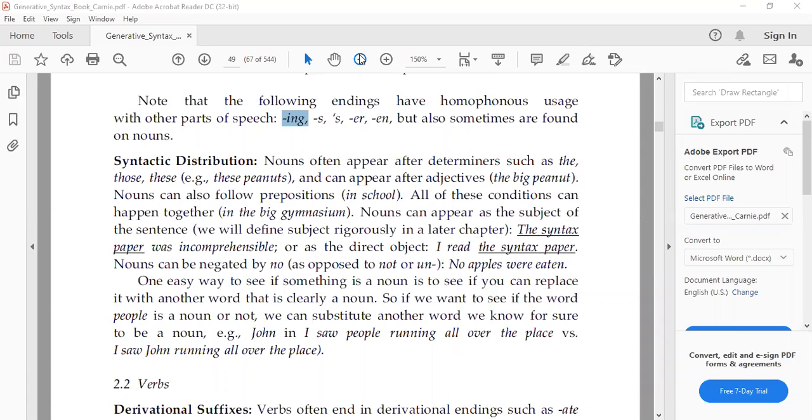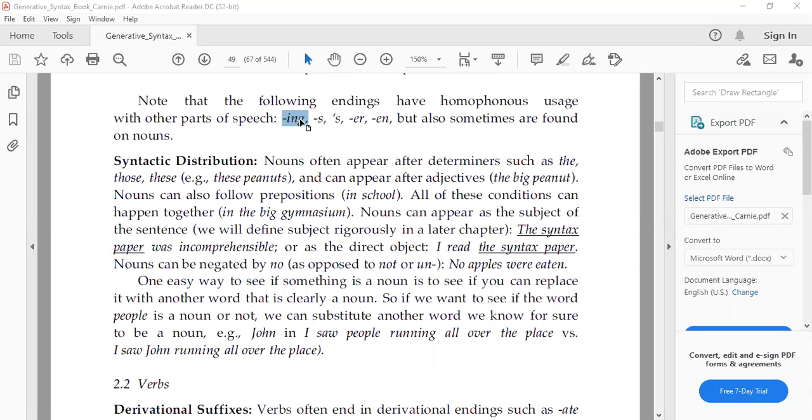So if I ask you, reading is my favorite hobby. So reading here is what? Gerund. It is a noun. It is a gerund, so it is a subject, and the subject can't be a verb. This is the point, so you need to be careful. Not everything ending in ing is a noun. It can be a noun, it can be a verb, it can be an adjective.